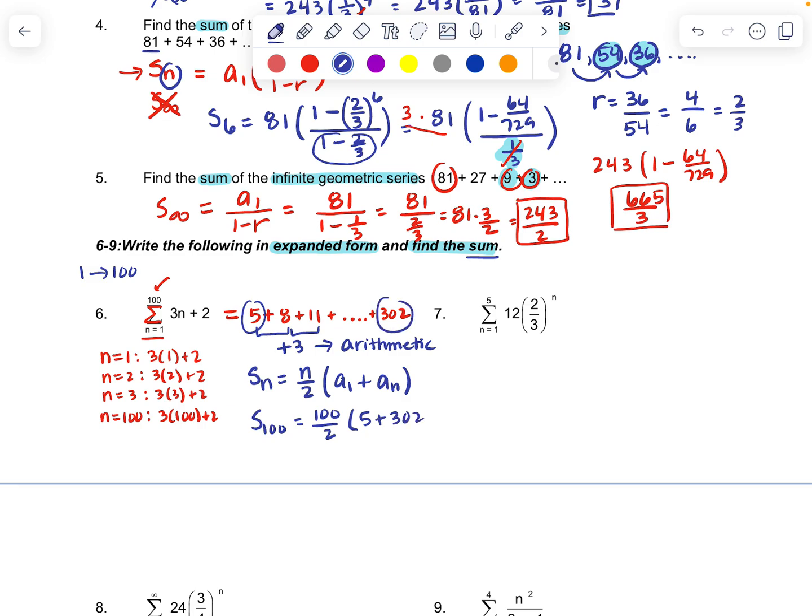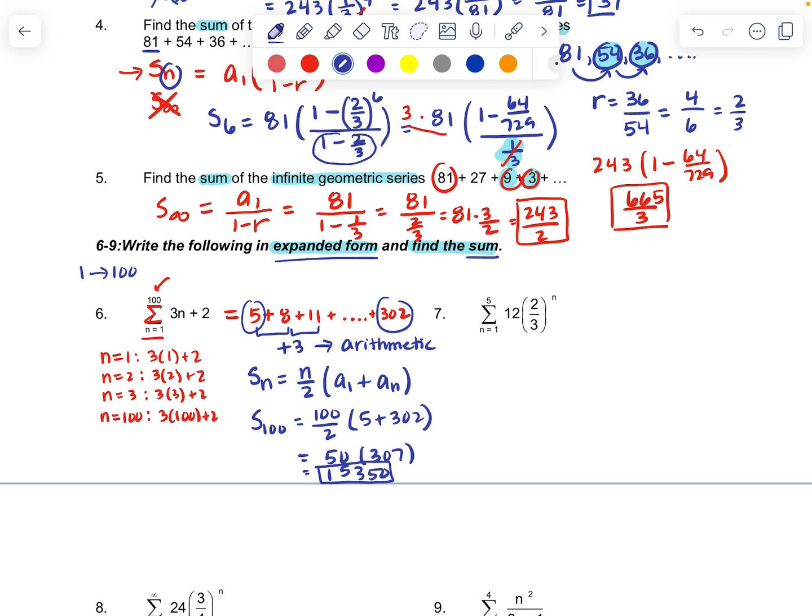And you guys, look, there's a reason why we wanted you to write in expanded form. So you had all the information just to plug it in, right? So 100 divided by 2 is 50. 302 plus 5 is 307. And then if you multiply those together, just give me 1 second. 50 times 307. Okay, that is 15,350. Don't know my numbers. That's really sad. Okay. All right.